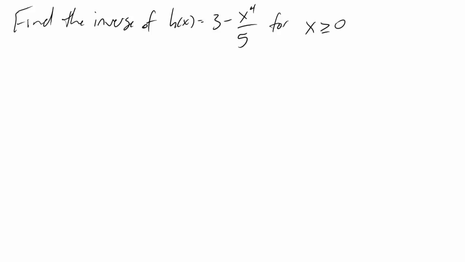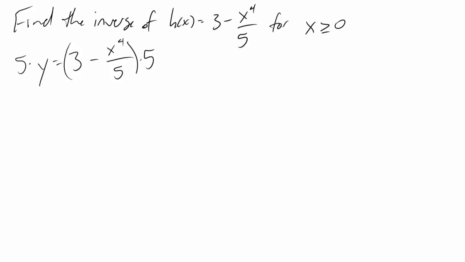So first we need to replace the h of x with the y to make this a little easier to look at. So we get y equals 3 minus x to the fourth over 5. Now, at this point, if you are unhappy with fractions or not a big fan and would like to get rid of them at this stage, we can go ahead and do that. So we'll do that by multiplying both sides of the equation by 5.